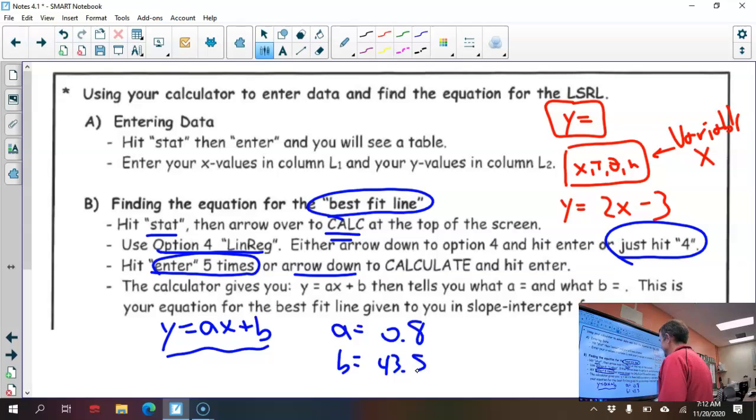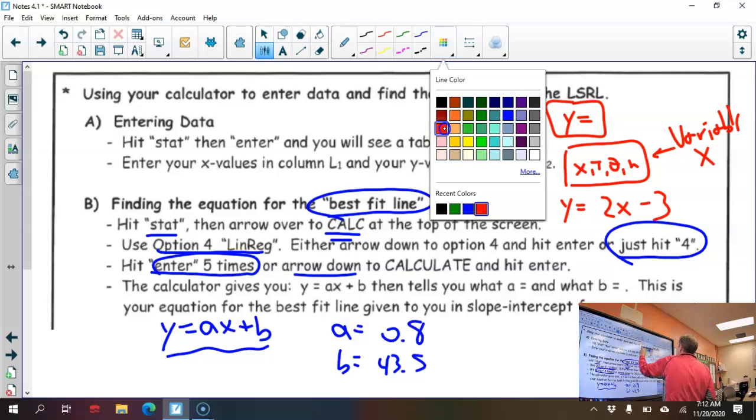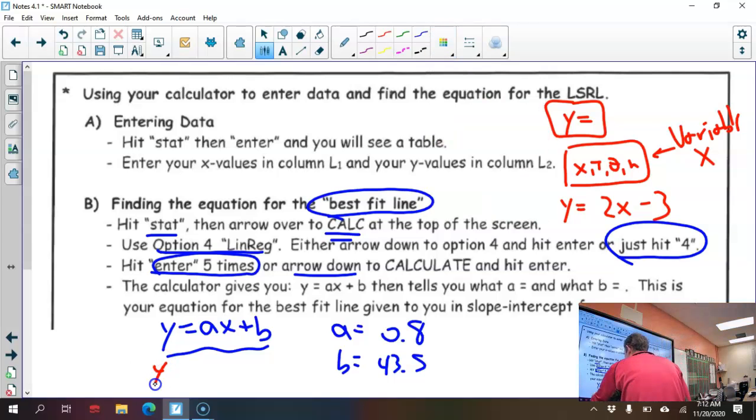So what that means is, and I know these numbers are long decimals, I like to round them to the nearest tenth. That tells me that the equation for my best fit line is y equals, it's negative 0.8. I didn't catch the negative there on the slope. Negative 0.8x plus 43.5.